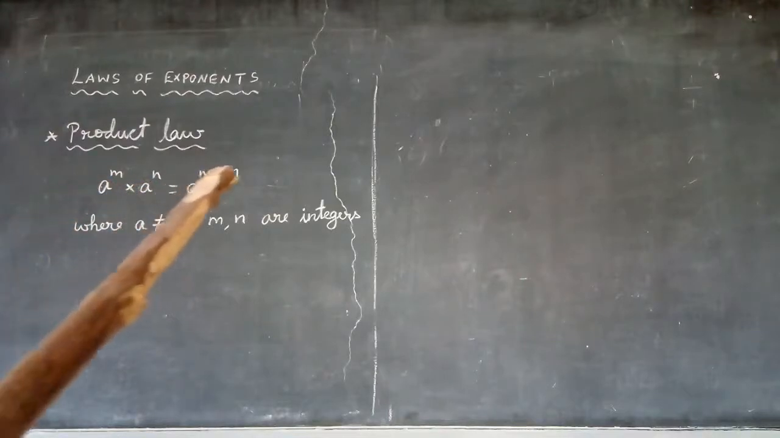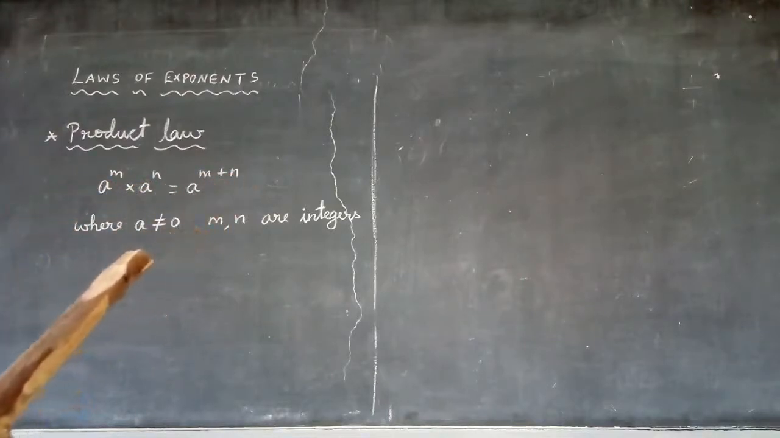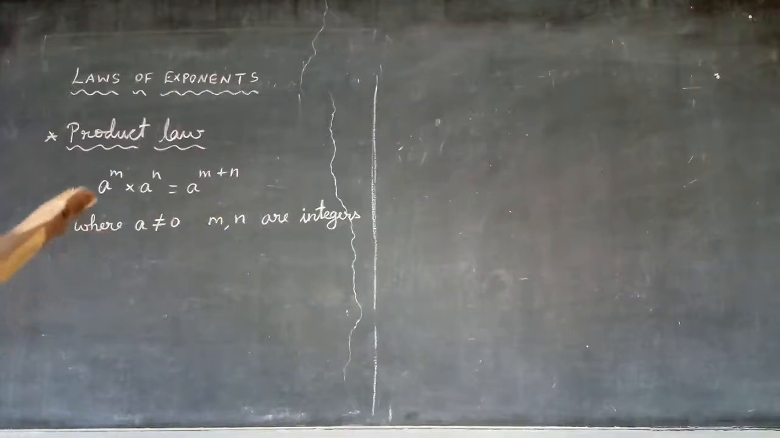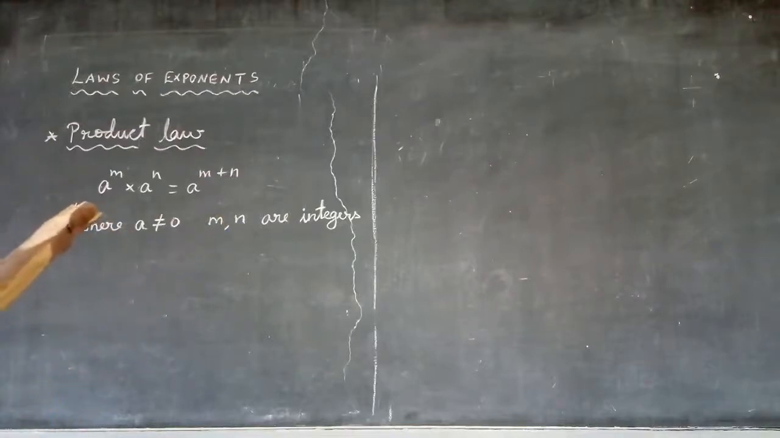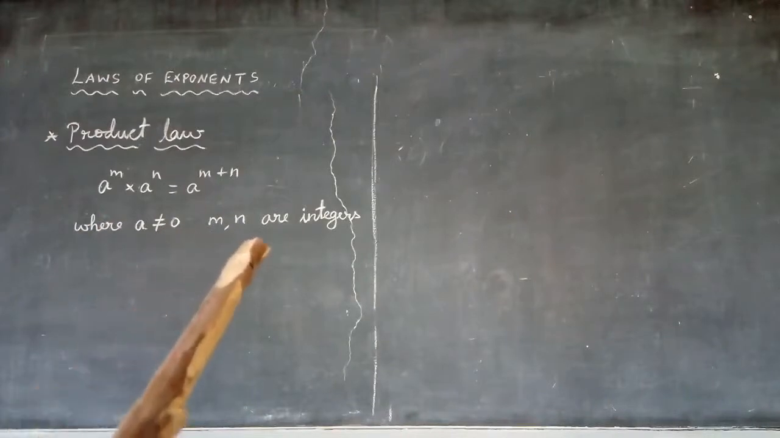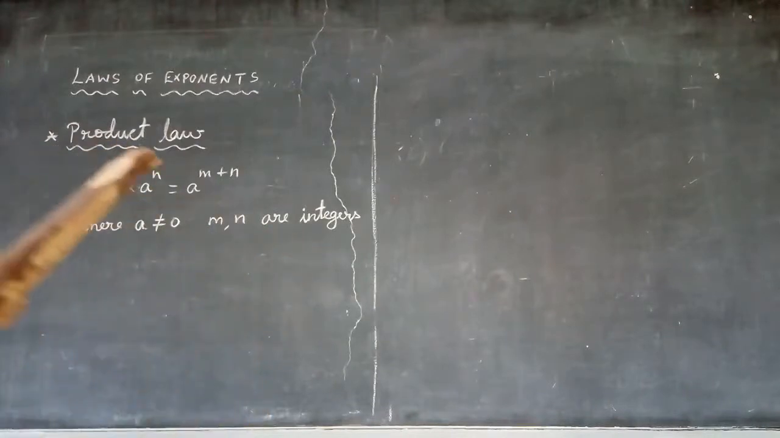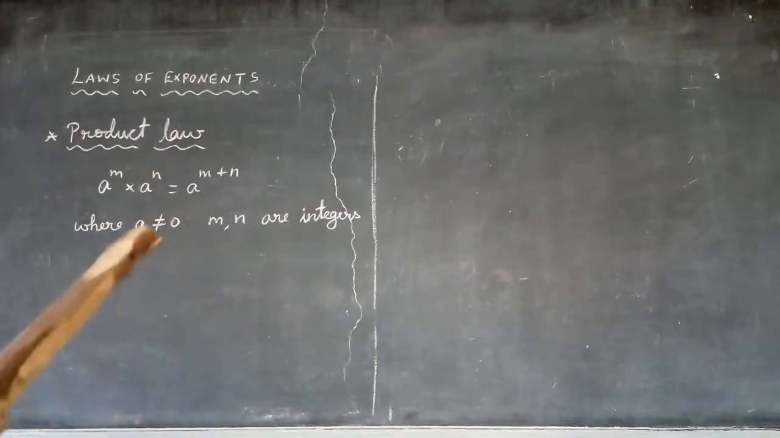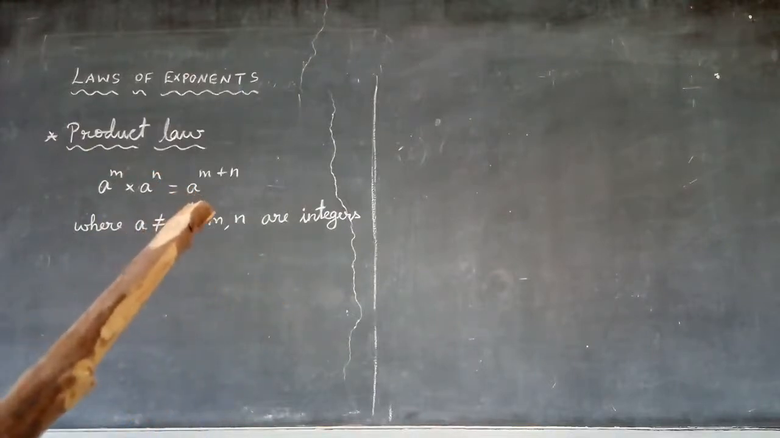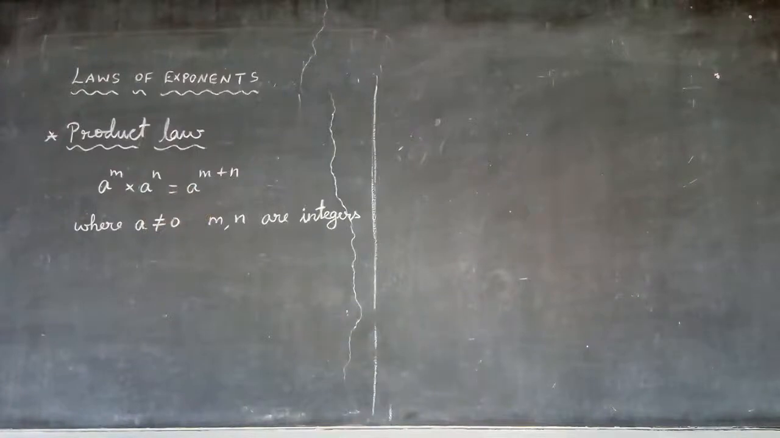So we can write a power m plus n, and one more condition is there: a should not be equal to 0, a should not be 0, and m and n are integers. If m and n are integers, in the formula we can convert them. Now we will see some examples for product law.